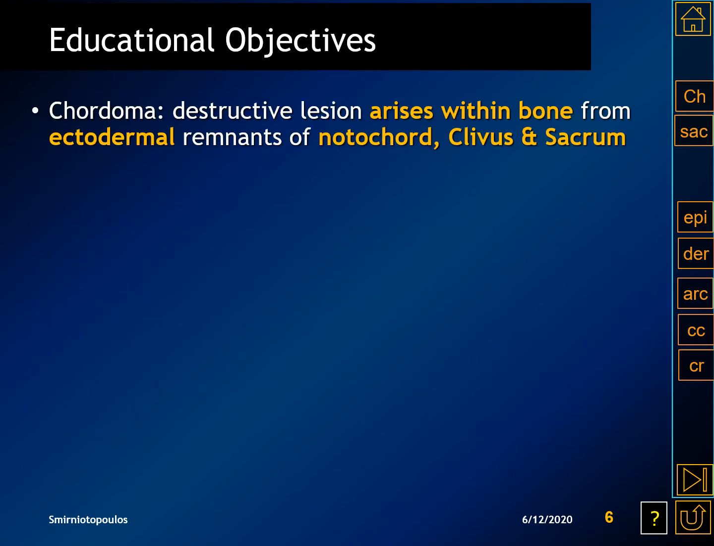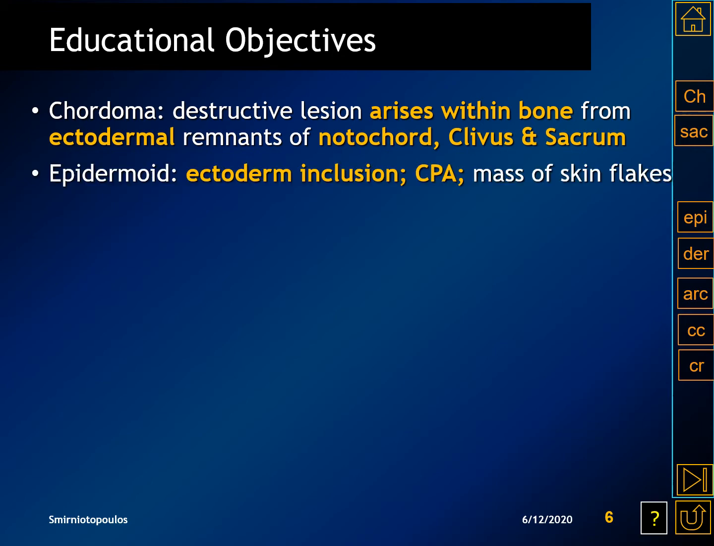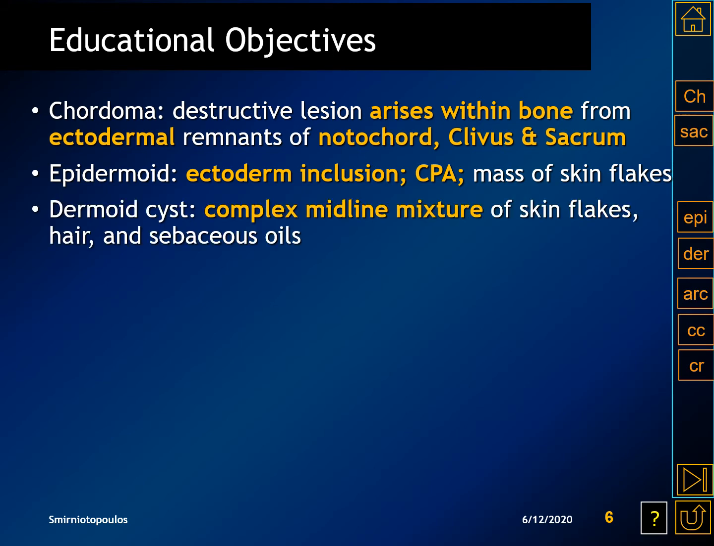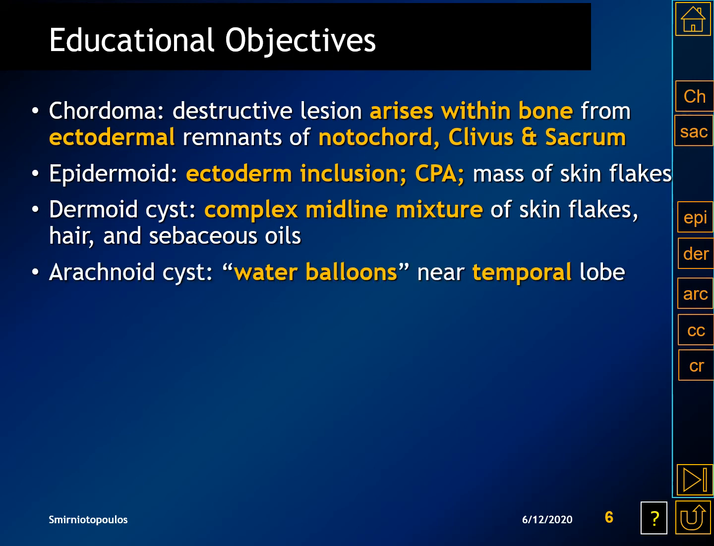Our educational objectives. Chordoma is a destructive lesion that arises within bone from ectodermal remnants of the notochord, primarily affecting the clivus and the sacrum. Epidermoid cysts are ectodermal inclusions, most commonly in the cerebellopontine angle, and they consist of a mass of dead skin flakes. Dermoid cysts are a more complex midline mixture of skin flakes, hair, and sebaceous oils.